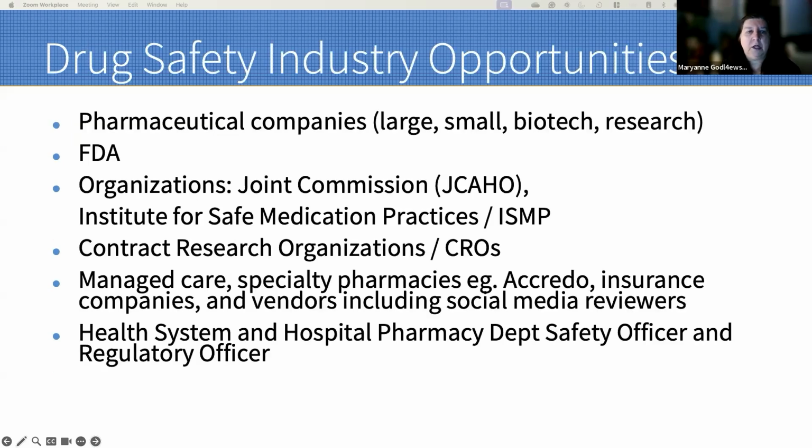So I touched on a little bit of this: pharmaceutical companies could be large or small, but there are biotech companies, research companies, and, as one of the other speakers touched upon, rare diseases. You could find a niche or an area that you're very interested in. If you're interested in a rare disease, or if you have a family member affected by a rare disease, you may have specialized expertise that you could utilize to promote yourself for a position like that.